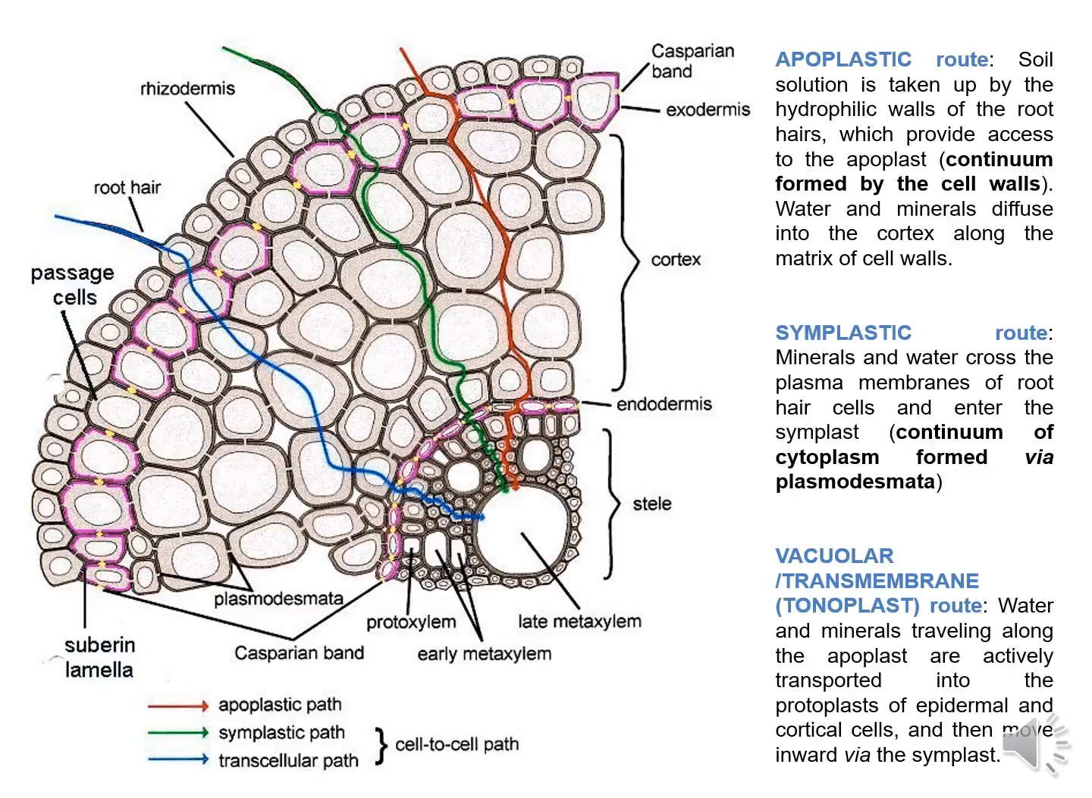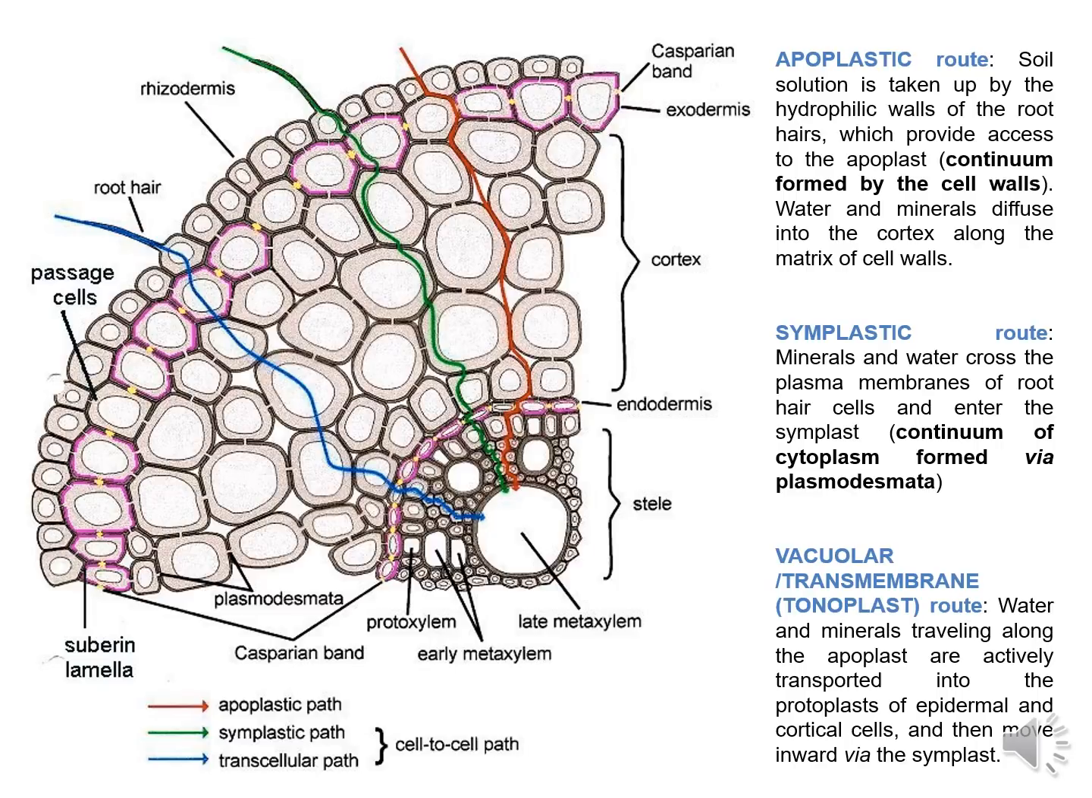Meanwhile, in the vacuolar or transmembrane route, the water and minerals may travel along the apoplast, and are then actively transported into the protoplast of epidermal and cortical cells, and then they move inward via the symplast. It looks like the vacuolar or transmembrane route is the hardest, with the most barriers compared to the symplastic and apoplastic routes. This is because in the vacuolar and transmembrane route, water or any dissolved mineral has to travel along the apoplast as well as the symplast route.